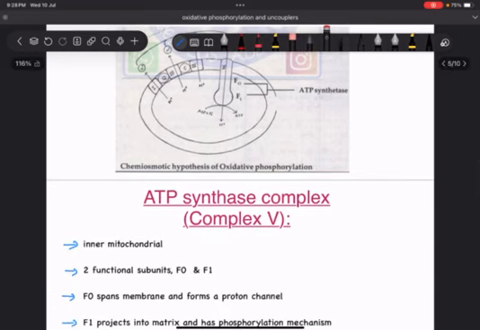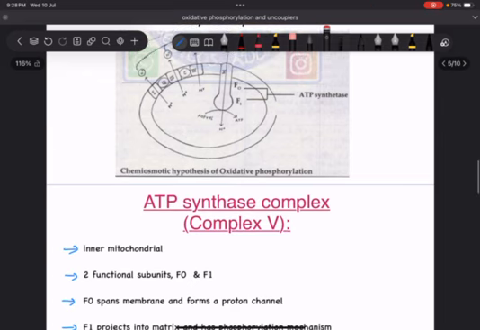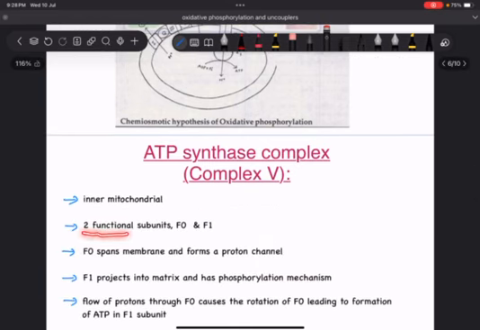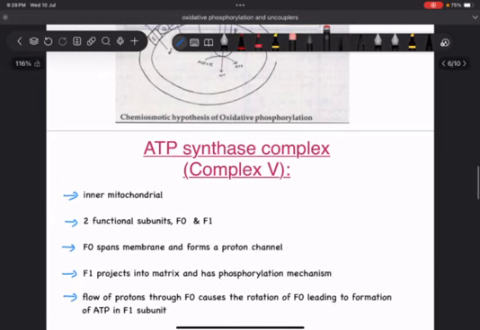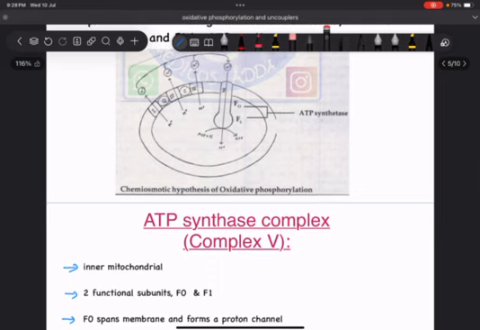So let's now look at the core topic, that is the ATP synthase complex. This is the ATP synthase complex or complex 5. It is present on the inner mitochondrial membrane. It consists of two subunits, F0 and F1. This is the F1, and this is the F0. F0 spans the membrane and forms a proton channel because it helps in the entry of H plus from the intermembrane space to the matrix.